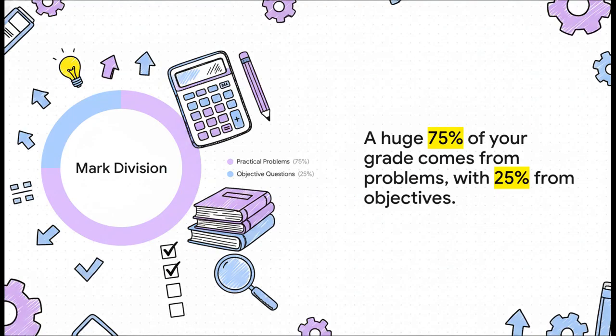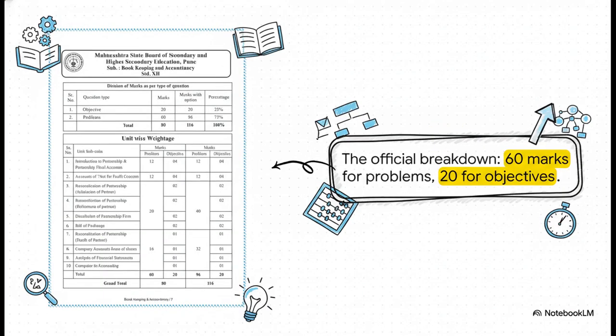And right away, this chart tells a massive story. A huge 75%, 3/4, of your entire grade comes from solving practical problems. The other 25% is from objective questions. So this one visual tells you exactly where the bulk of your practice time should go. So here are the hard numbers behind that chart. It all breaks down into two main battlegrounds. You've got a 20-mark objective section that tests your fundamental knowledge, and then the really crucial 60-mark problem-solving section. That's where they really see if you can apply what you've learned.